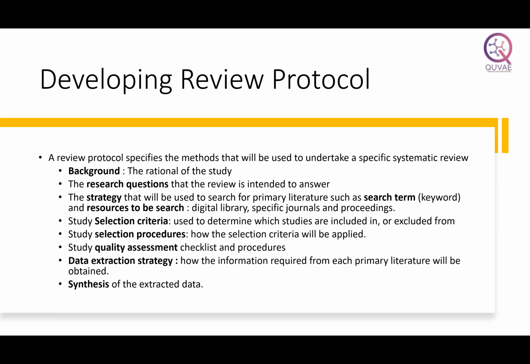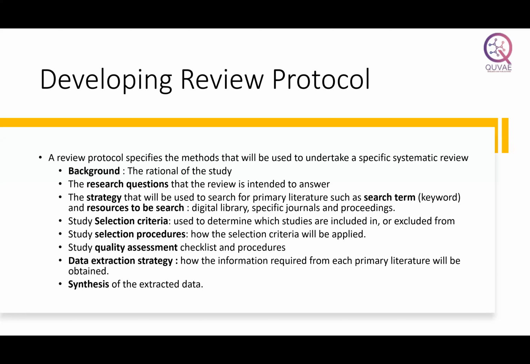Next, the heart of the protocol lies in the search strategy. This includes specifying the search terms, like keywords to be used, and identifying the resources to be searched, such as a digital library, specific journals, or conference proceedings. Then, to ensure that the review is systematic and objectively achieved, the protocol defines the study selection criteria. These criteria are used to determine which studies are included or excluded from the review.